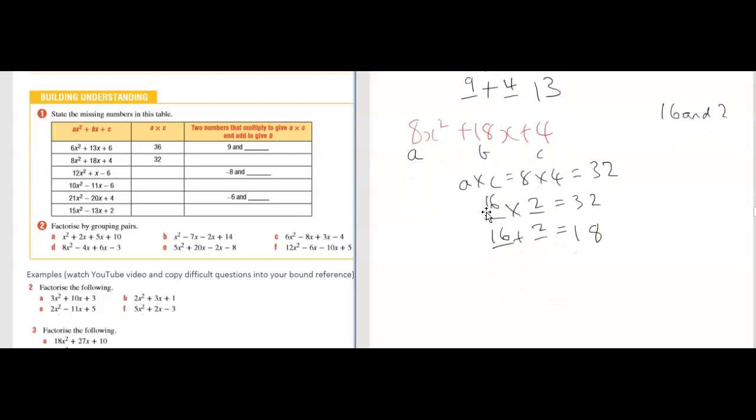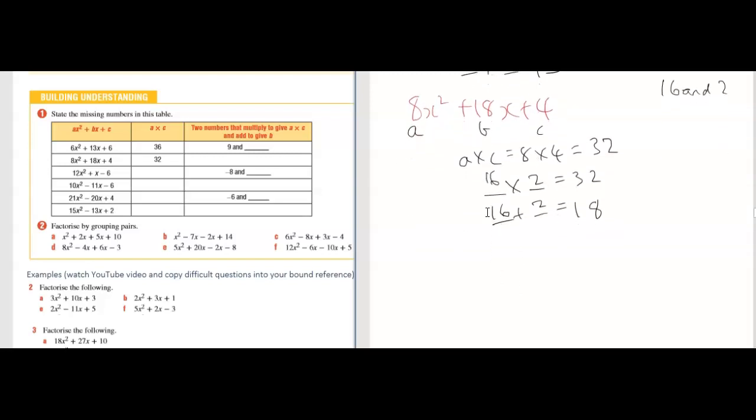So I'm going to go the next step further and actually factorize it and show you why we're using these values 16 and 2. So we rewrite our expression 8x squared. Instead of 18x, I'm going to write 16x plus 2x. Now remember that we're not changing anything because 16x plus 2x is still 18x. I'm just doing it so I can factorize it. So the 4 stays there. The only thing that changes are these values in the middle.